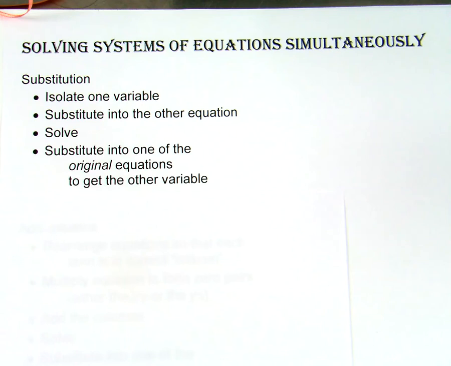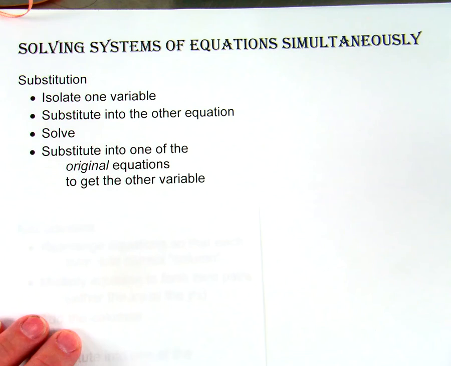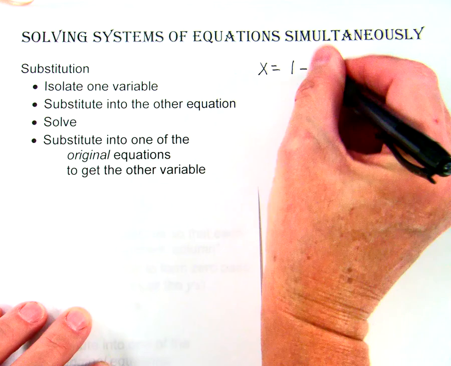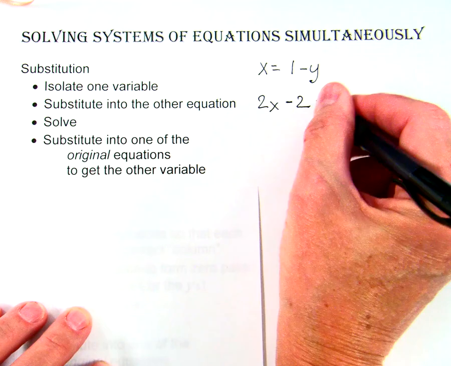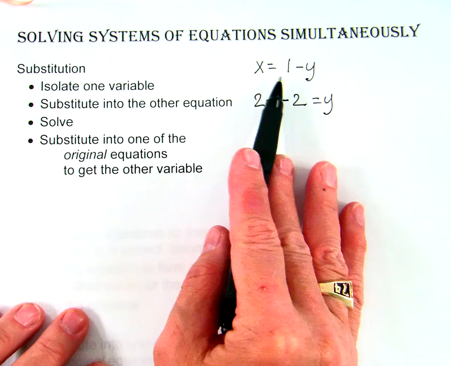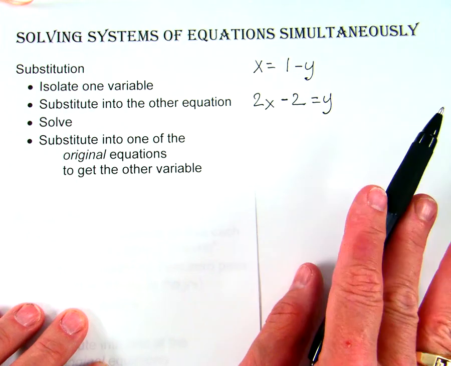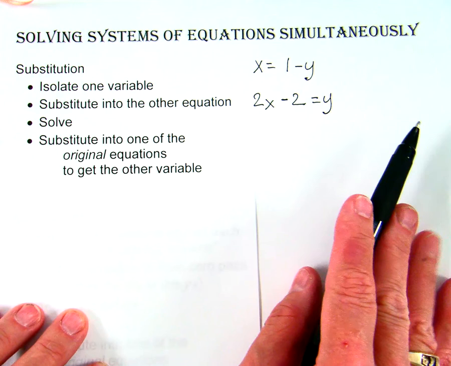First up, we're going to solve this algebraically. Our two equations that we're going to use are x equals 1 minus y and 2x minus 2 equals y. And let's look at our terms here. First, we're going to isolate one variable. Any one of them, we've got 4 variables here. I'm going to isolate any one of them. It does not matter which one you choose. You will get the same answer.